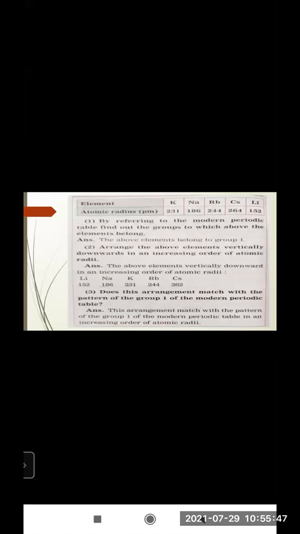Now see what is the next question. Which of the above elements have the biggest and the smallest atom? This we can find out from the activity. The biggest is cesium and the smallest is lithium. So it is written the biggest atom is Cs, that is cesium, and the smallest atom is Li, that is lithium. Then the fifth question.